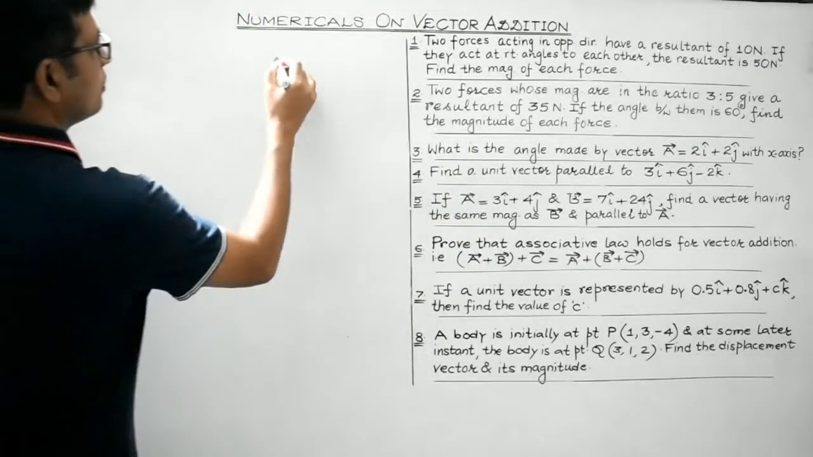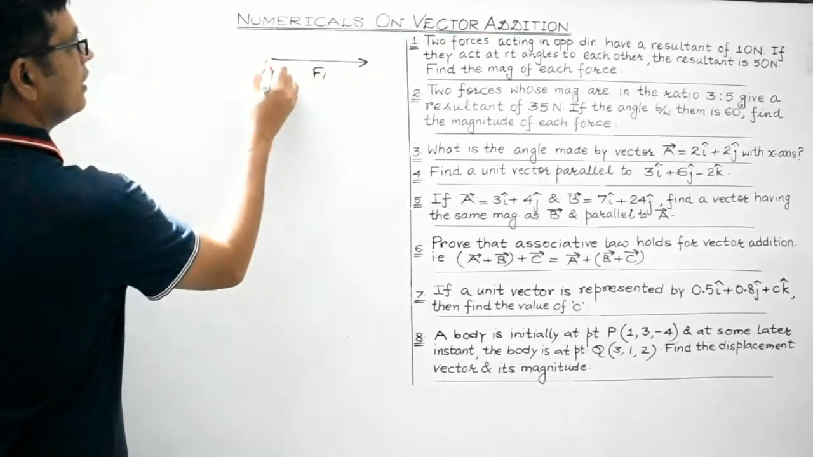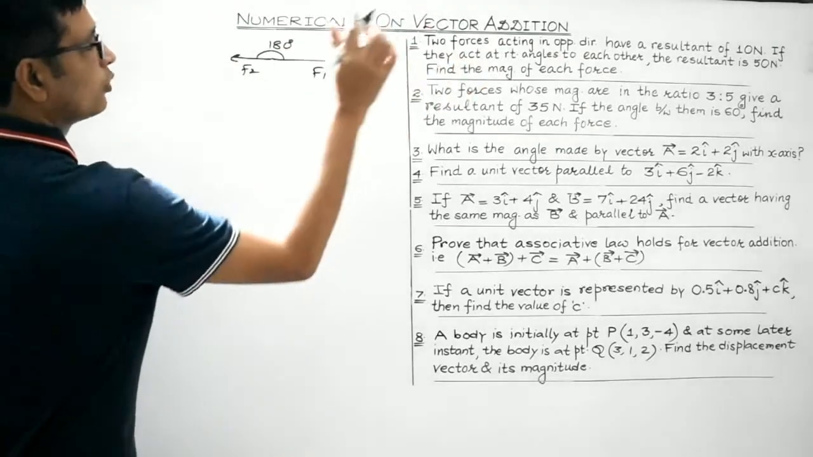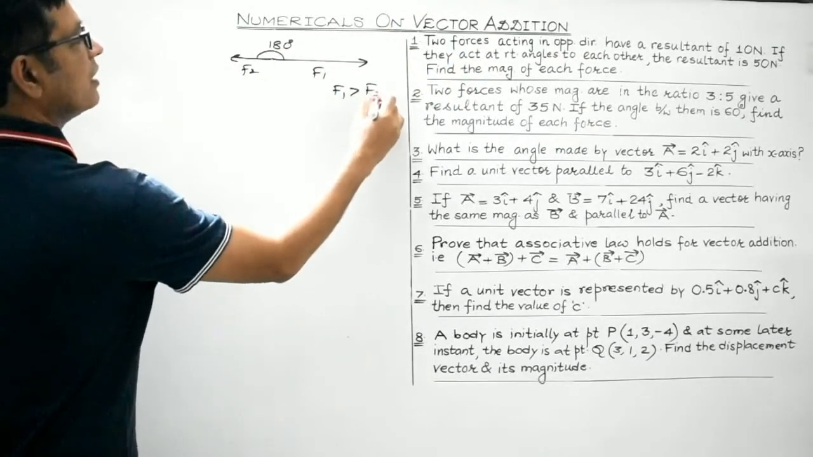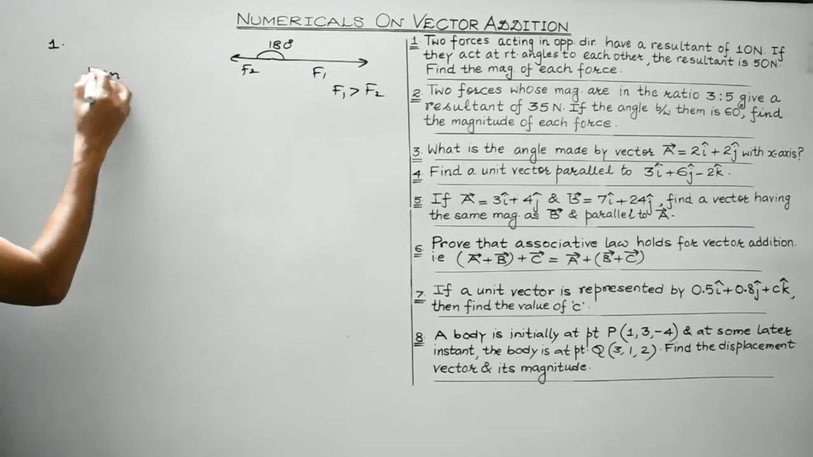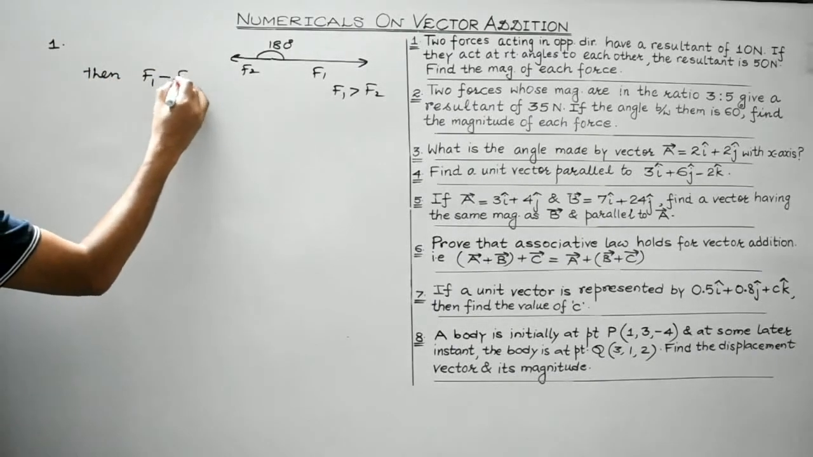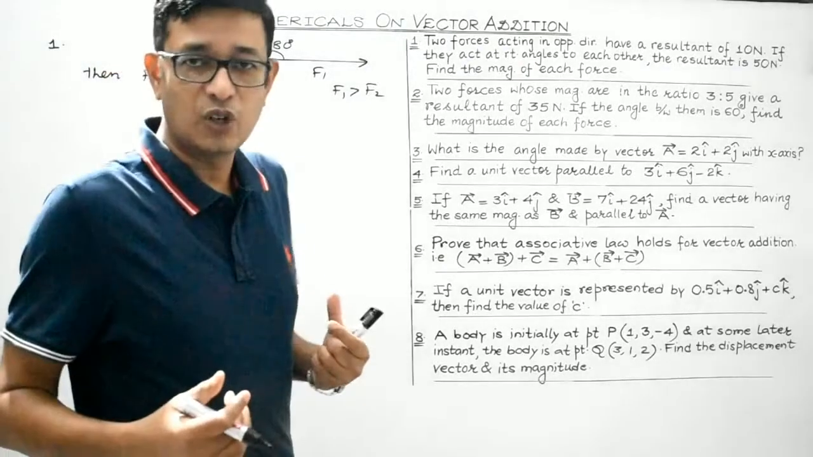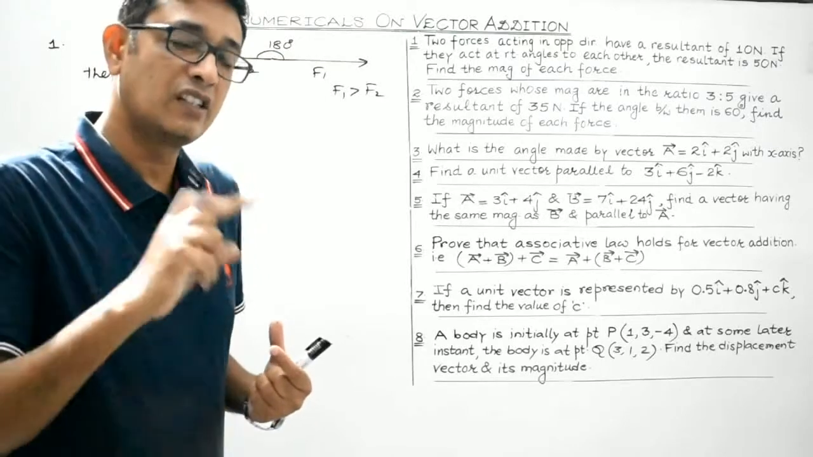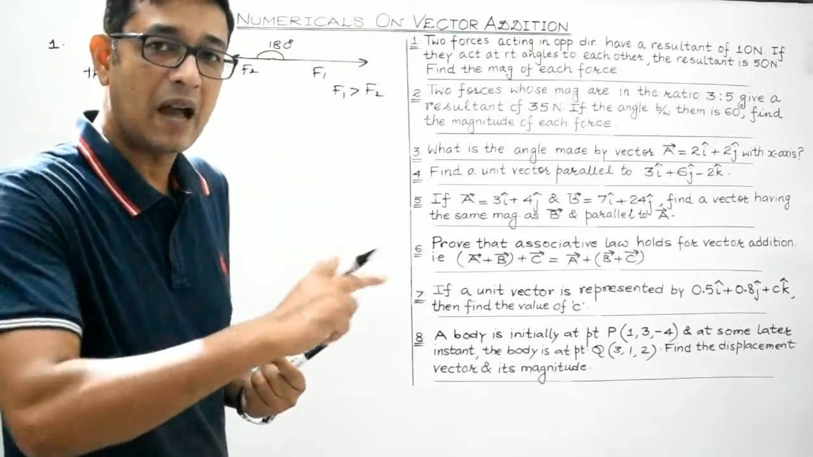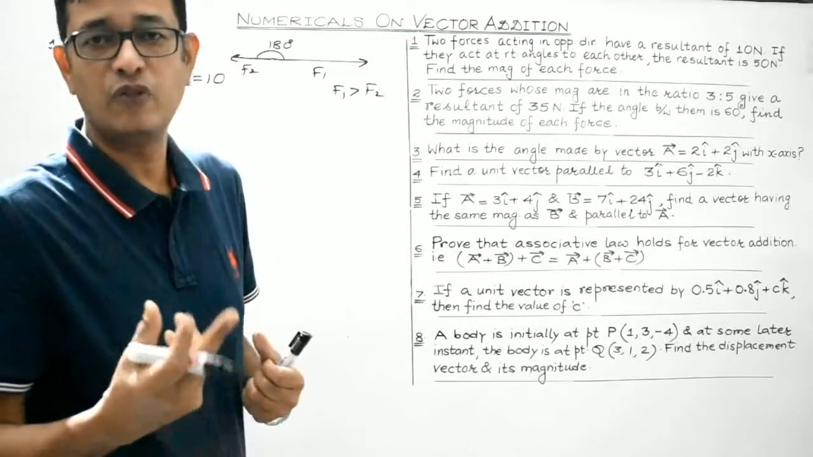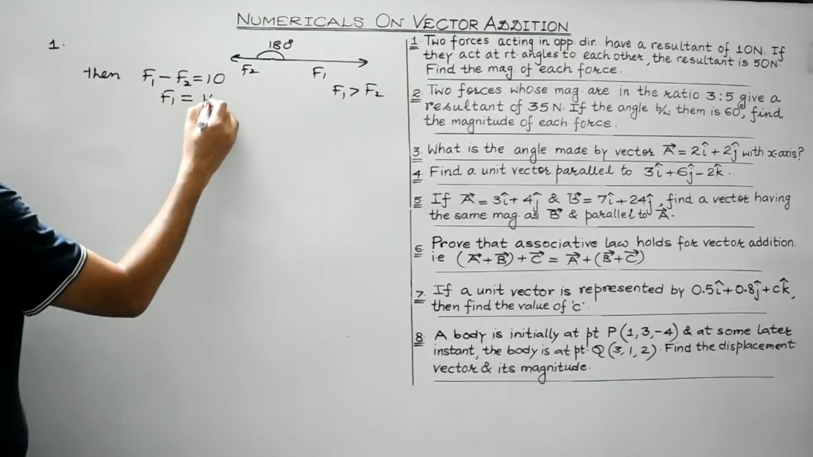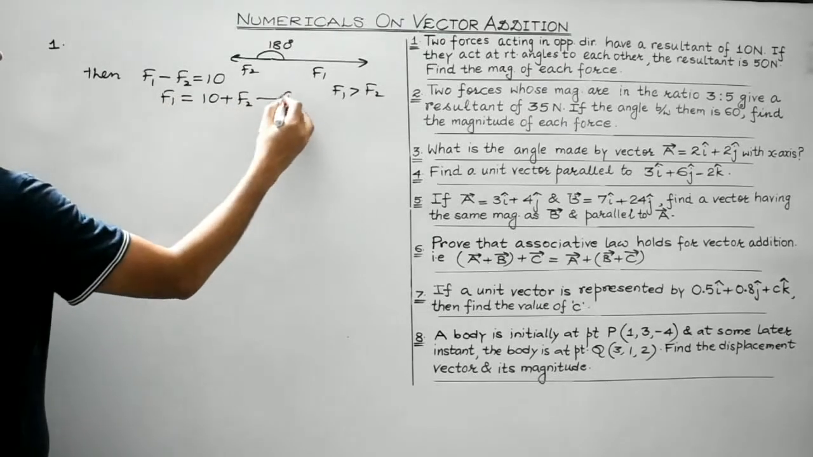Case 1. Suppose F1 and F2 are the two forces, and the angle between them is 180 degrees. They are acting in the opposite direction, and let F1 be greater than F2. Then, as per the first case, F1 minus F2 is equal to 10. When the two vectors are acting in the opposite direction, the magnitude of the resultant is given by the difference in the magnitude of the two given vectors. And direction obviously would be along the dominating vector, right? So F1 may be written as 10 plus F2. Put this as equation 1.